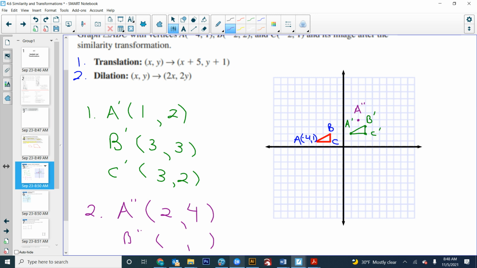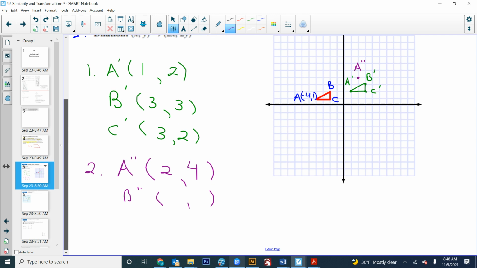Ready? What's B double prime? 6, 6. One, 2, 3, 4, 5, 6. 1, 2, 3, 4, 5, 6. B double prime. C double prime. Did you get 6, 4? Yeah. 1, 2, 3, 4. C double prime.